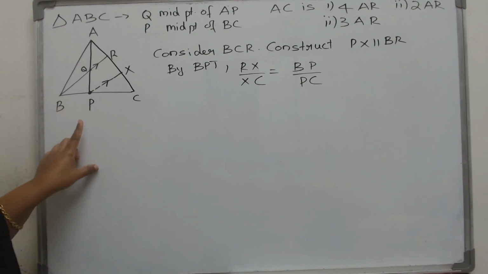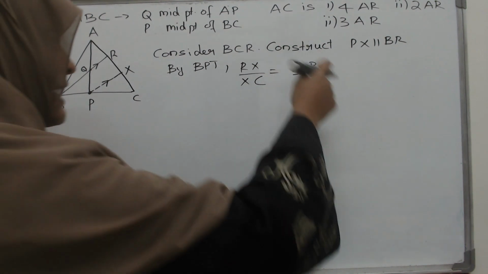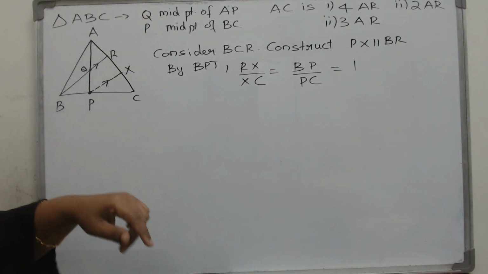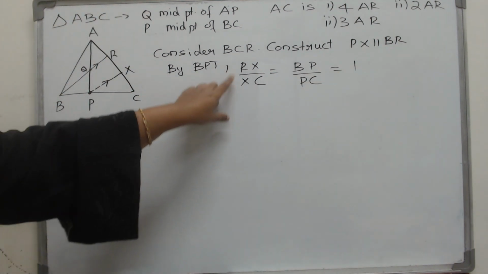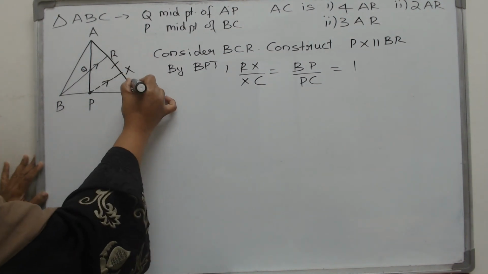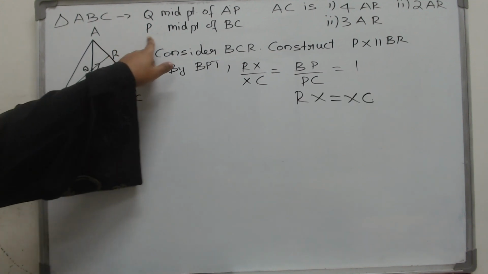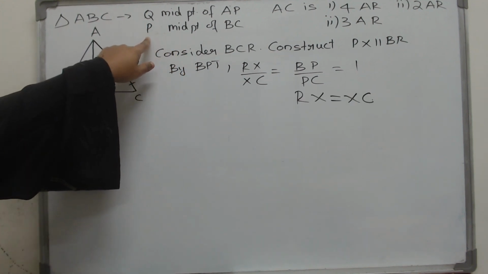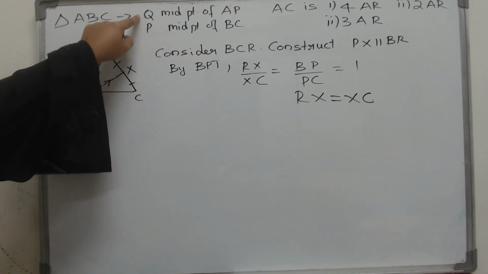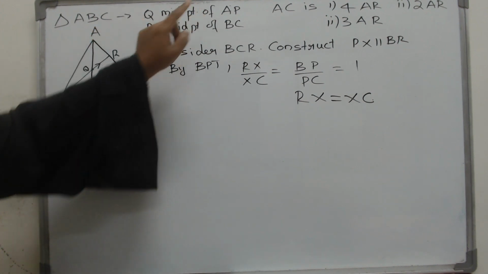But then P is the midpoint. That means it cuts BC into two equal parts, which means this ratio is one, or in other words, these two parts are also the same. RX and XC are equal to one another. Now we have used only a part of the information that was given to us, but there is more to help us. We have still not used the information that Q is the midpoint of AP.